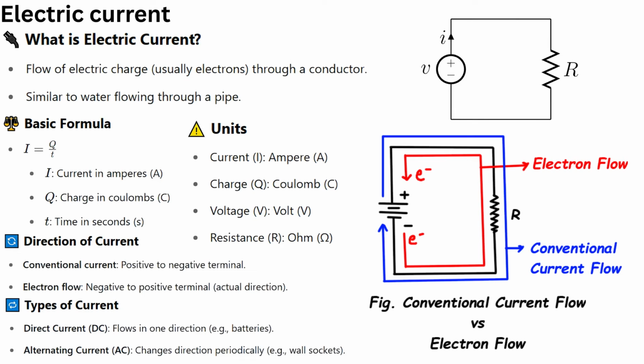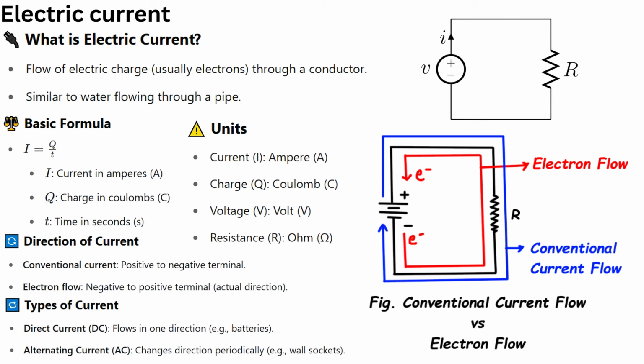Now, let's tackle what is often the most confusing part for beginners, the direction of current. Looking at the detailed diagram on the bottom right, you'll see two different flows indicated. The first is electron flow, shown by the red path. Since electrons are negatively charged, they are repelled by the negative terminal of the battery and attracted to the positive terminal. So, they physically flow from negative to positive. This is the actual, physical direction of the charge movement.